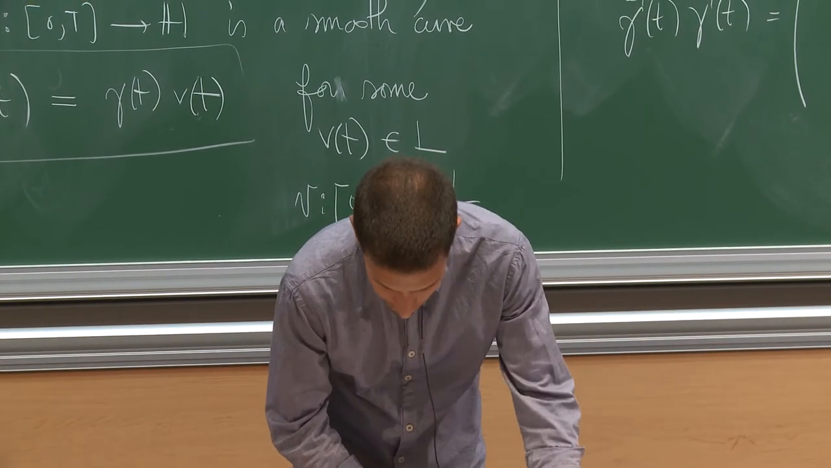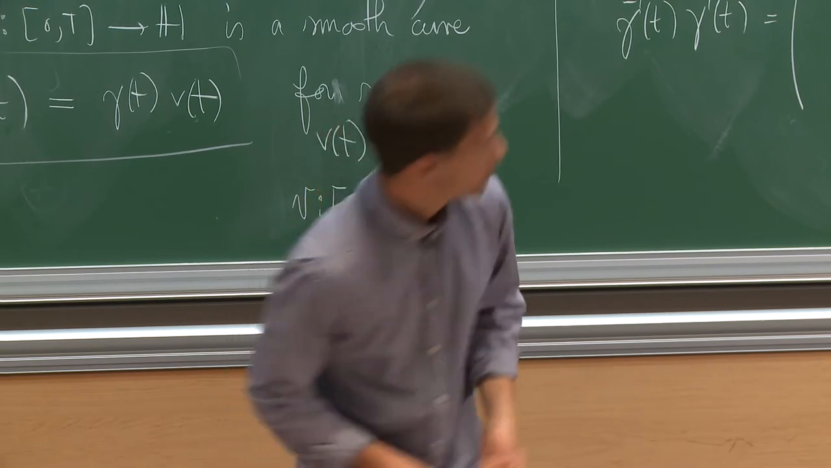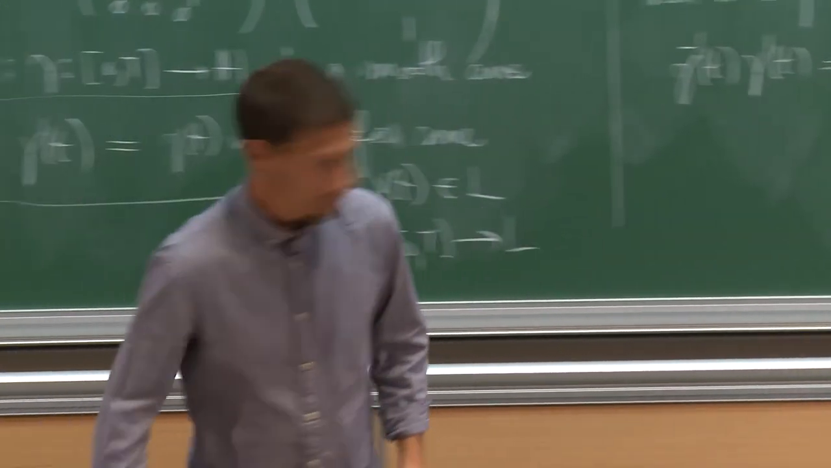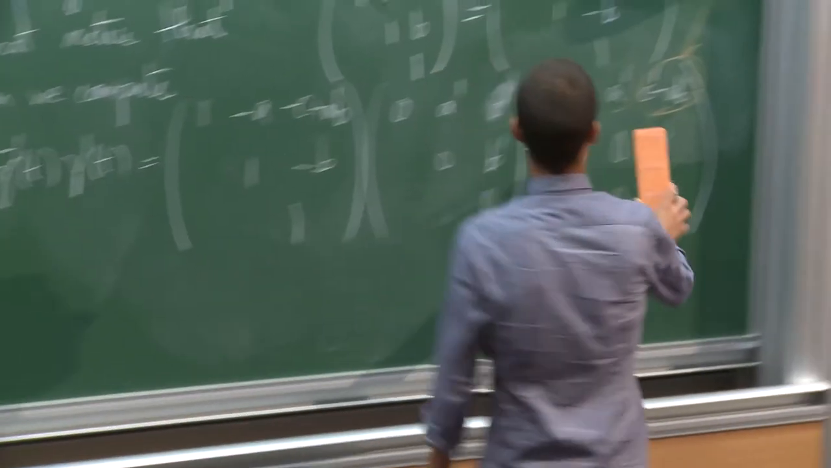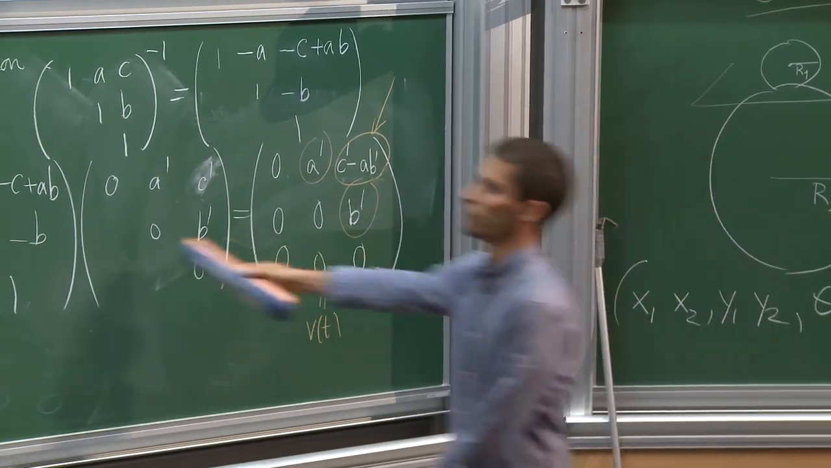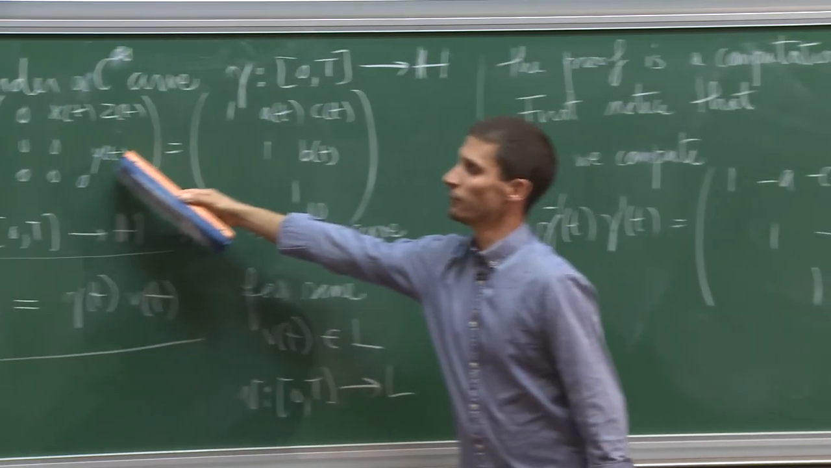And indeed, so let me first rewrite this condition. I will use one of these here, maybe, to rewrite this condition. Because here it is expressed, this C prime minus AB prime is expressed in terms of A, B and C. I want first to write it in terms of X, Y, and Z.